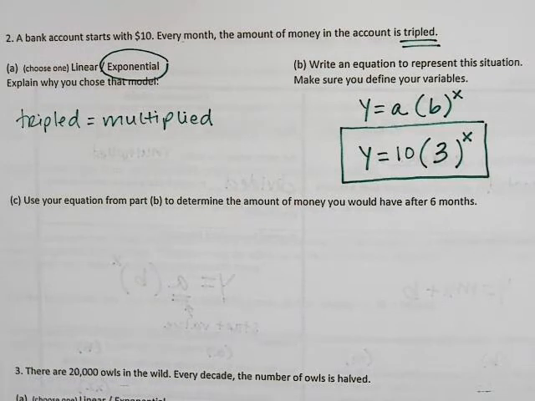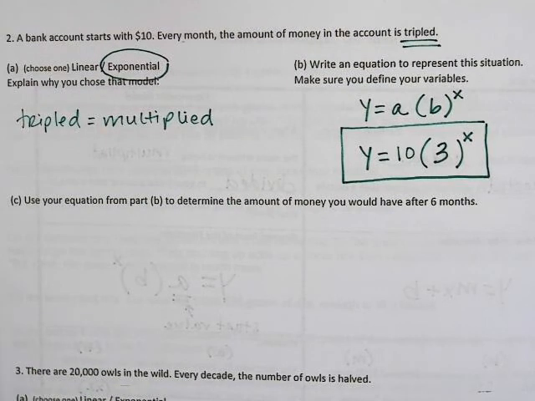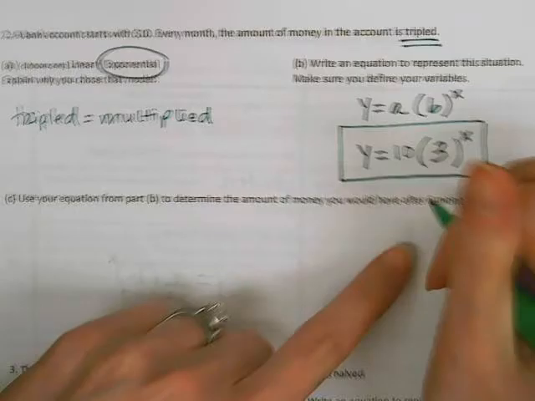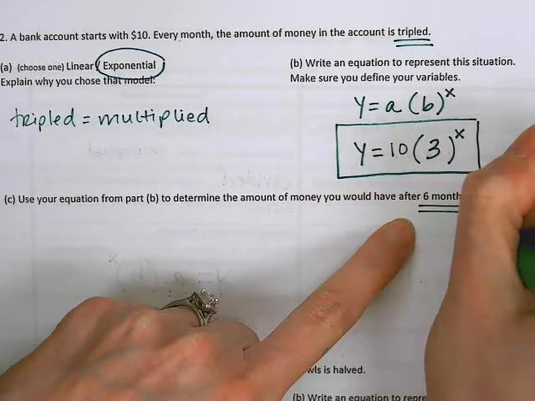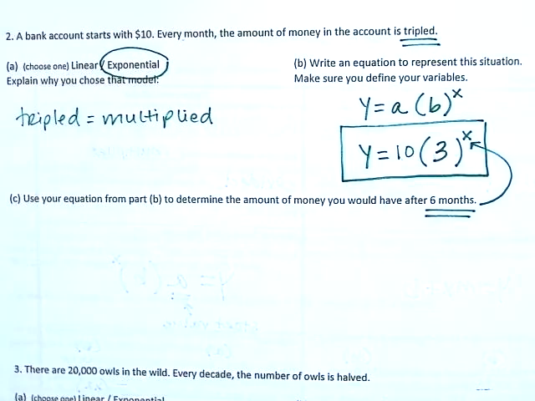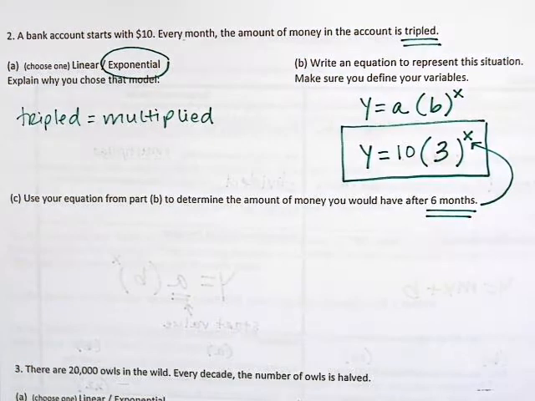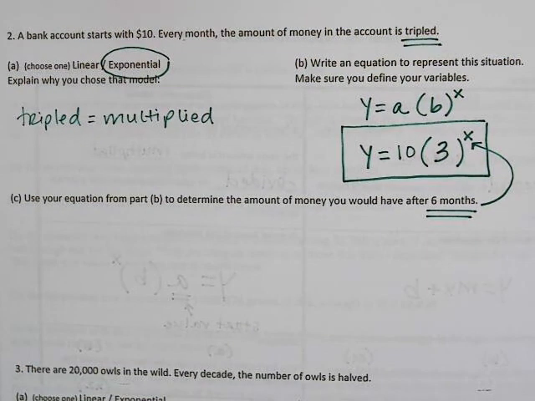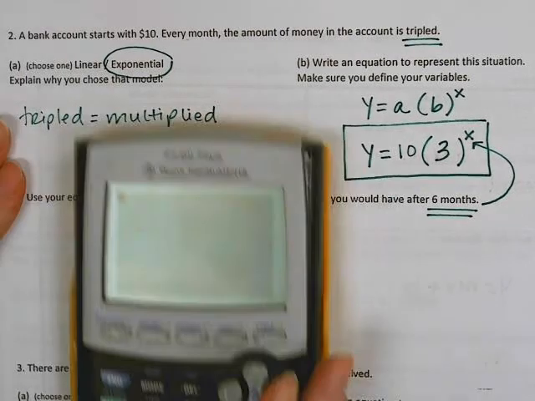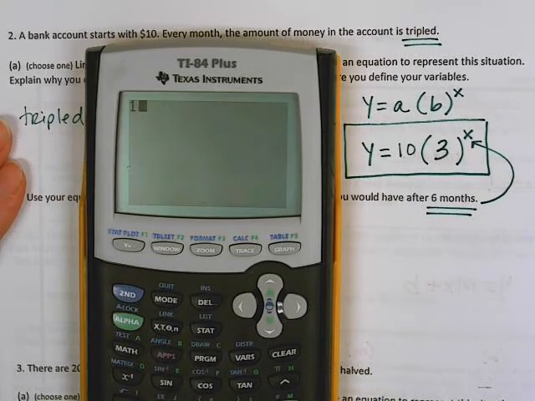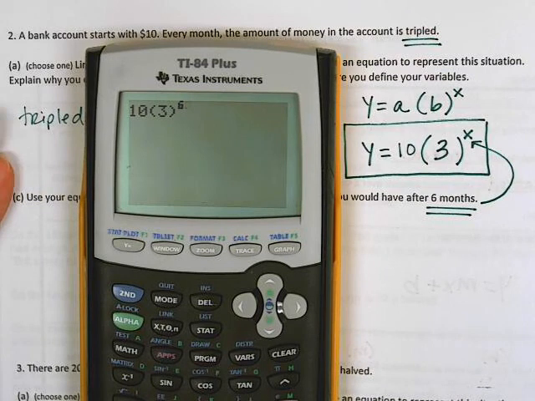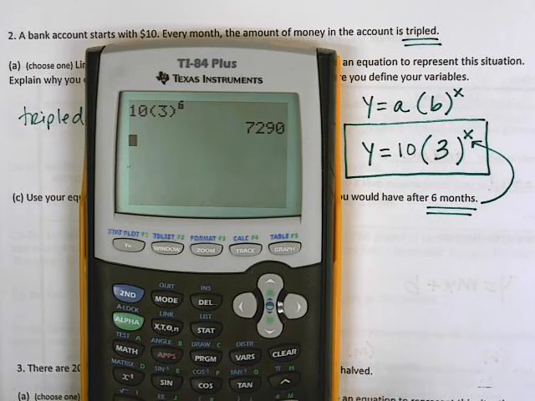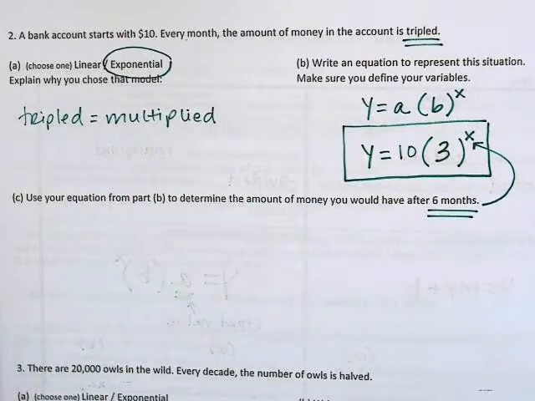And now it's saying, how much money will there be after 6 months? Okay, so in this one, months is the x, and you just need to plug it in and solve for y. Okay, so if we plug that in, I'll show you how to do that. It's 10 parenthesis 3 parenthesis caret 6. And it's going to be a big number. $7,290.